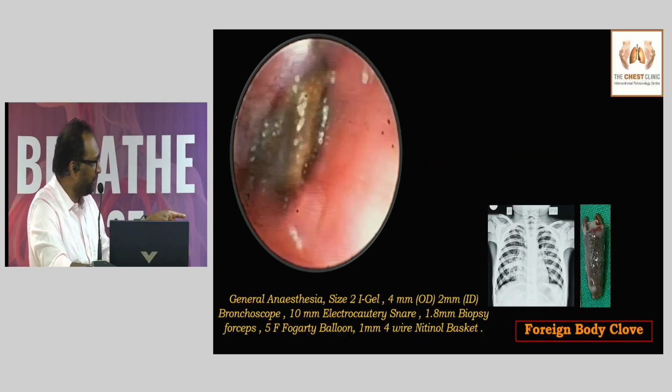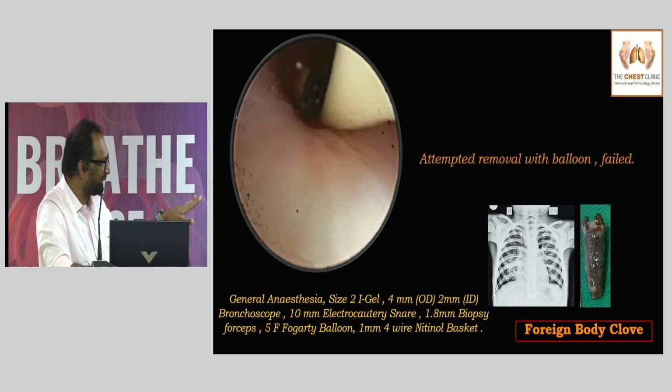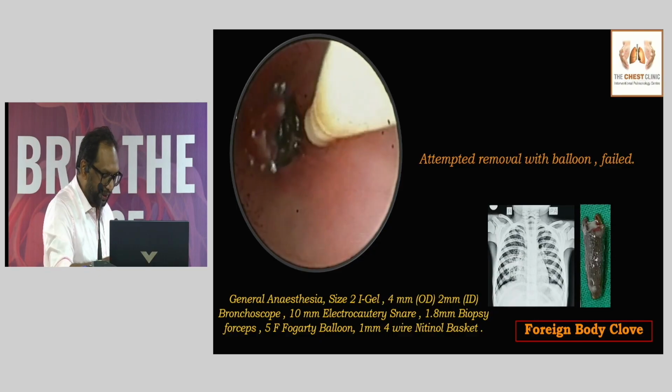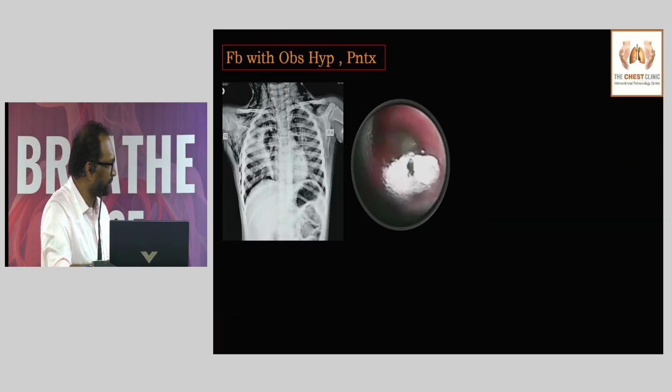So that's the foreign body. It's basically a cloth which has got stuck there. Tried with a balloon, failed, but used a basket and got it extracted out.